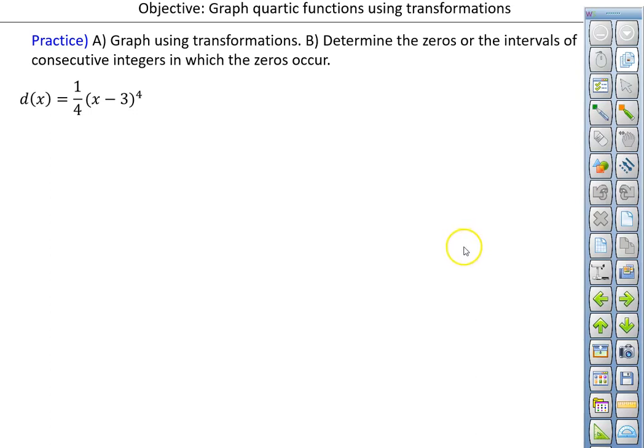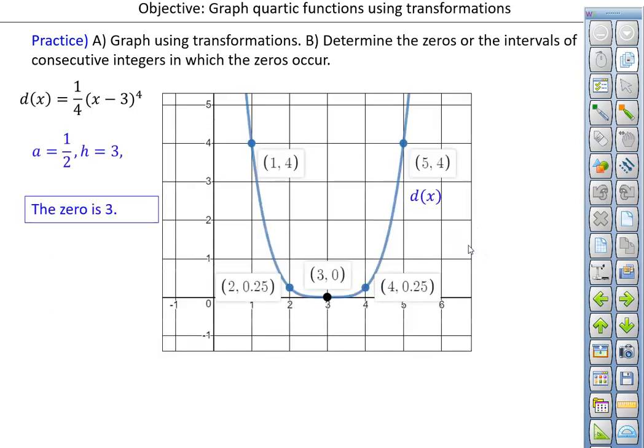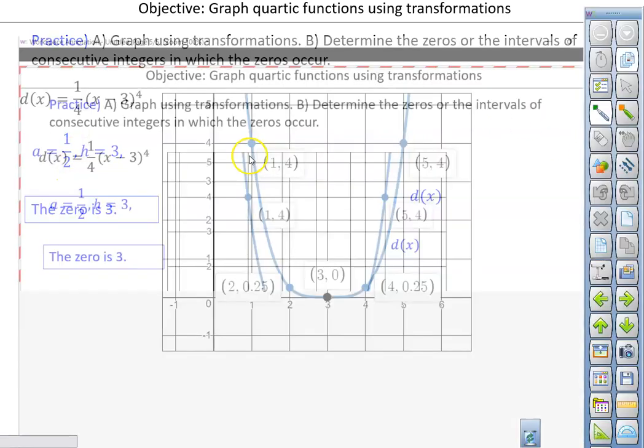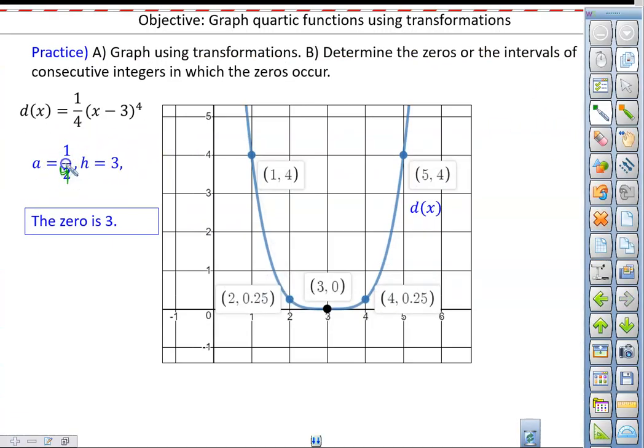All right, so let's take a look at this practice problem. So here we have A is, well, that's not right. This is supposed to be a 1/4. It is graphed correctly, but that is wrong. That should be a 1/4. So here what we've got is 2, 1/4 and 1, 4, 5, 4, and 4, 1/4. And the 0 is actually the vertex. So you'd say the 0 is 3 because you can actually tell what the 0 is. It intersects the x-axis at 3, this value right here.